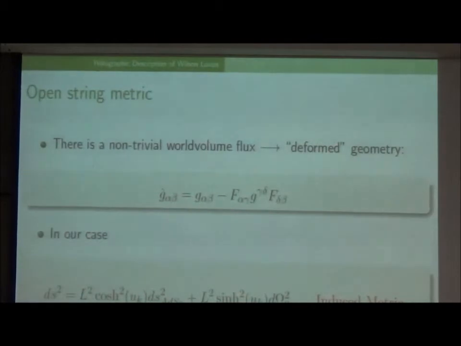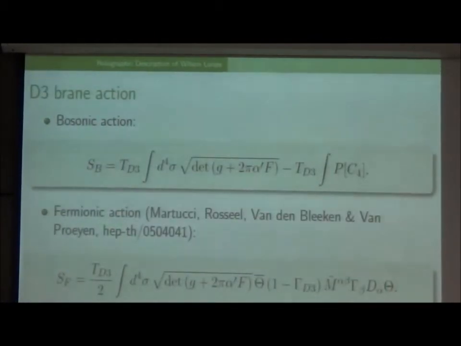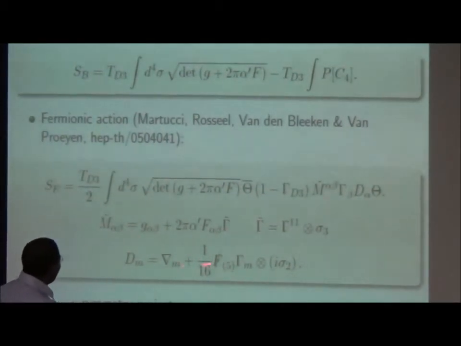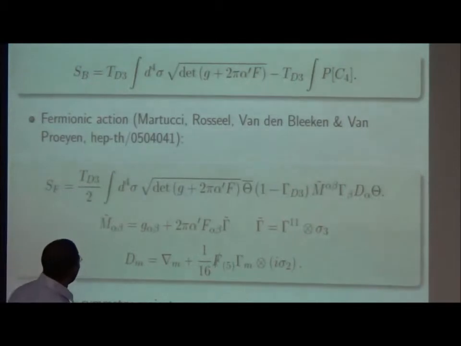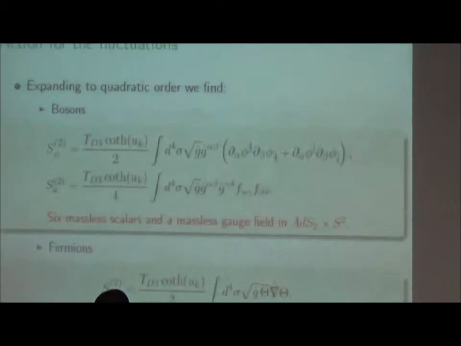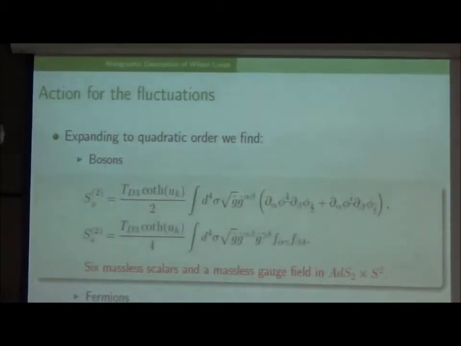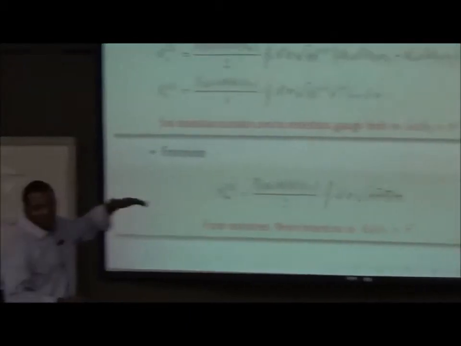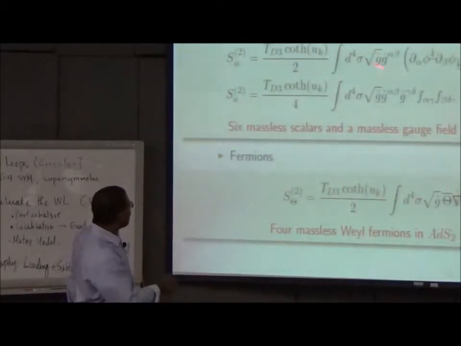Here I also want to mention, again, this is just to give you an idea of what can be done. There's the fermionic part that was worked out by this guy. The key thing is that now I have my classical solution, and here's the action for the fluctuations. So I have 6 massless scalars, because I have AdS2 × S2 embedded, if you wish, in AdS5 × S5. So I have 6 scalars.